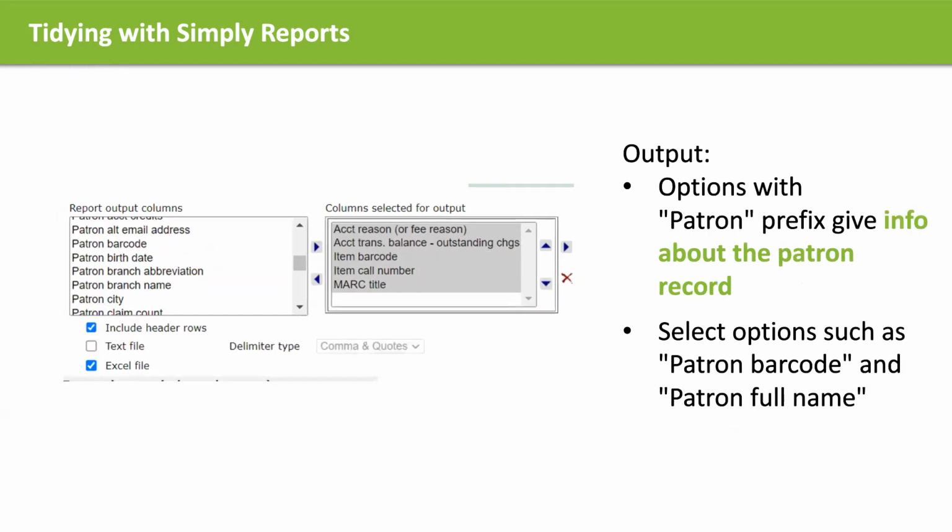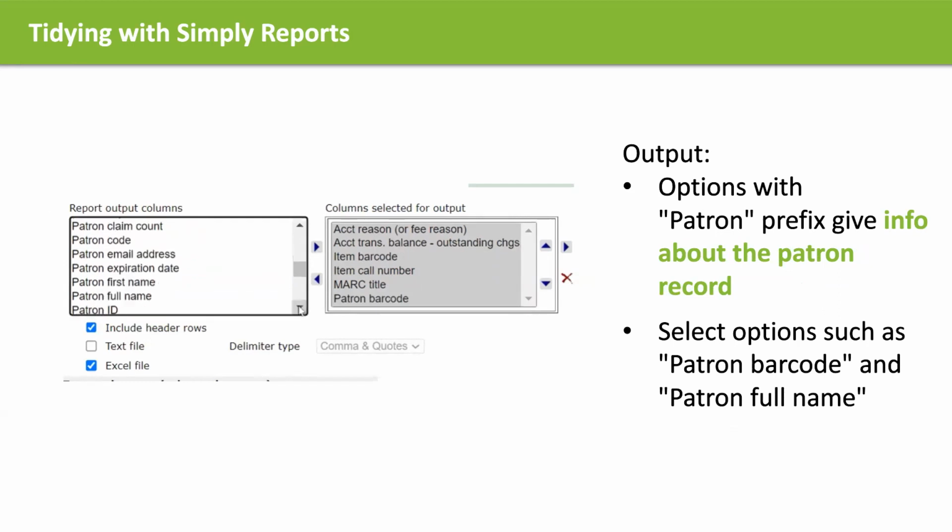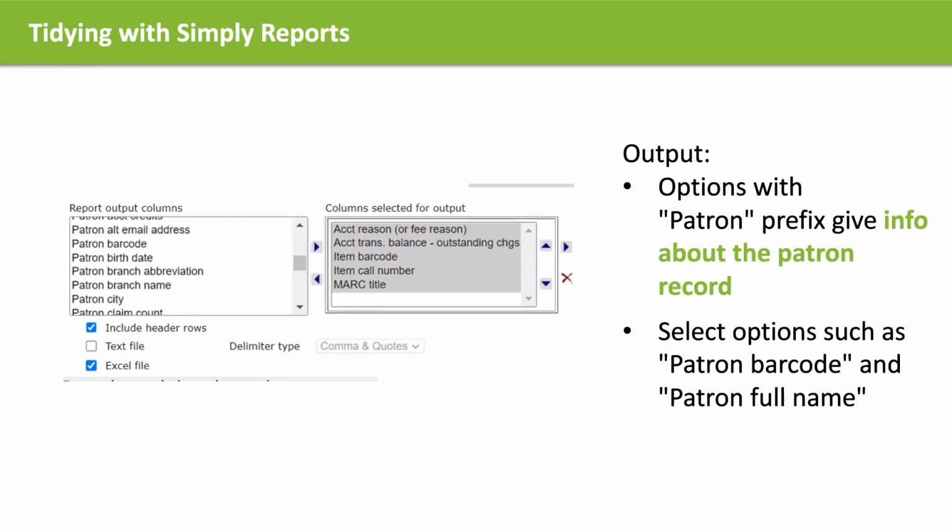And then finally, any output with the prefix of patron is going to give you information about the patron record that's linked to the fee. So we definitely want to be able to find the patron records in Leap. We'll add at least the patron barcode and the patron name. You can add more if you'd like. And then you just need to arrange the output list in your preferred order.